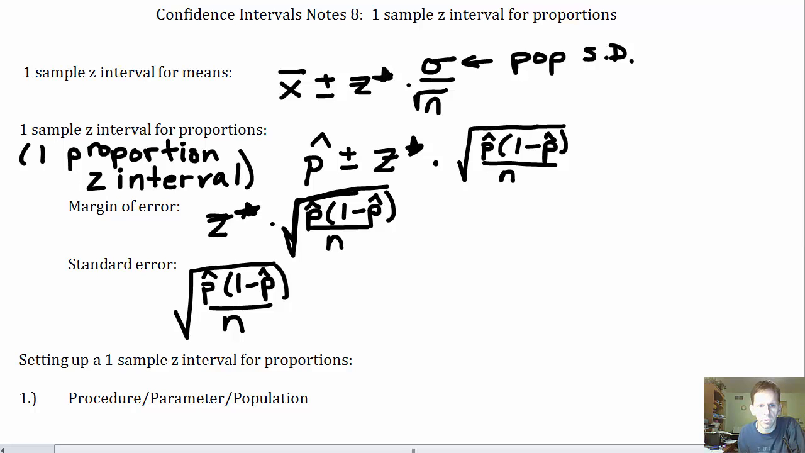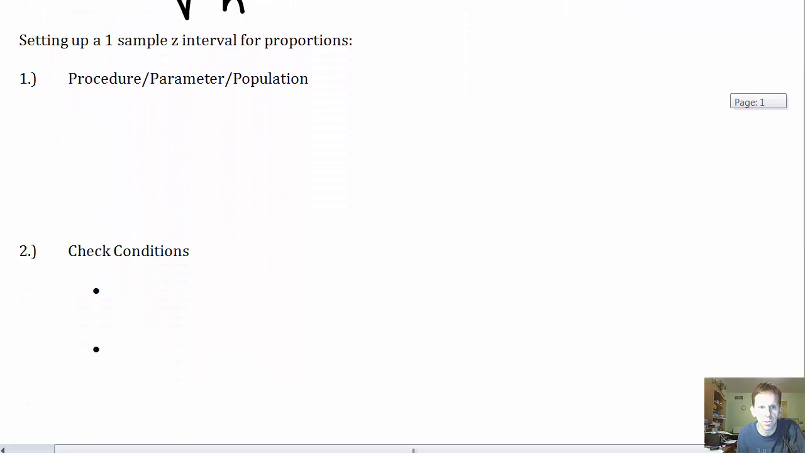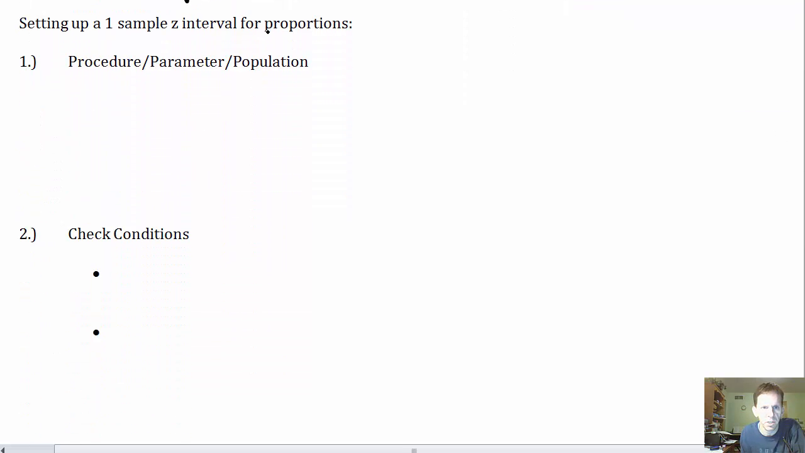Now, to set up a one sample z-interval for proportions, we're going to use a lot of the same steps that we used the other day for confidence intervals. Let's start off with our step 1, procedure, parameter, population. Our procedure can be called the one sample z-interval for proportions, or remember you could also call it a one proportion z-interval.